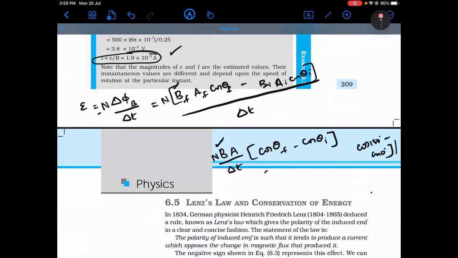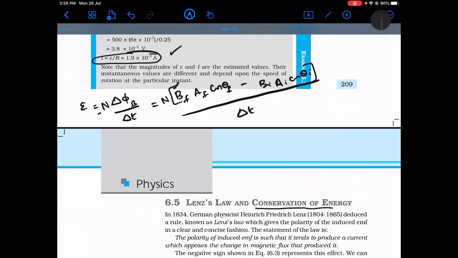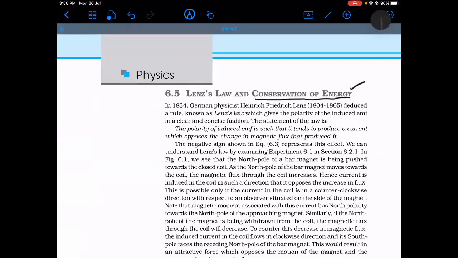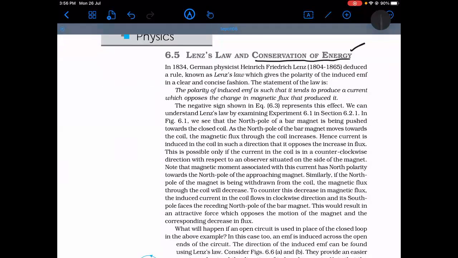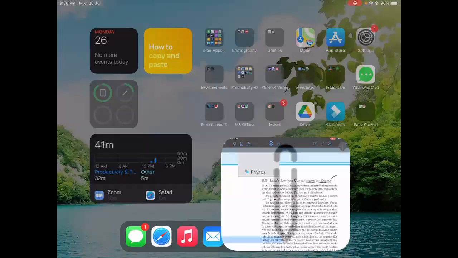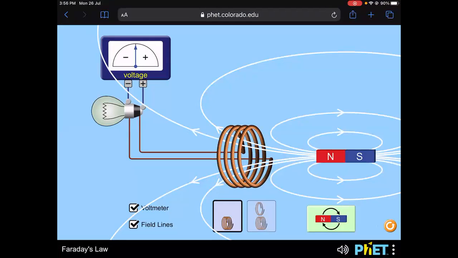Now I'll give you an introduction of what Lenz's law means. So Lenz's law is basically a concept which depends on the principle of conservation of energy. So Lenz's law and conservation of energy. Let's take this example itself. Now I want you guys to observe one thing here.